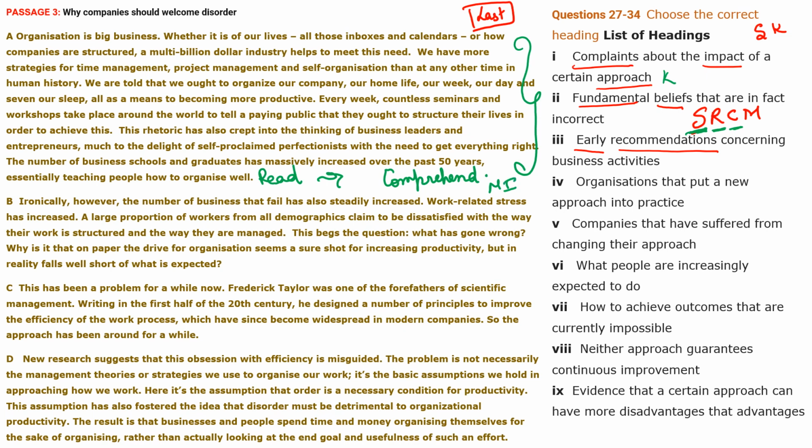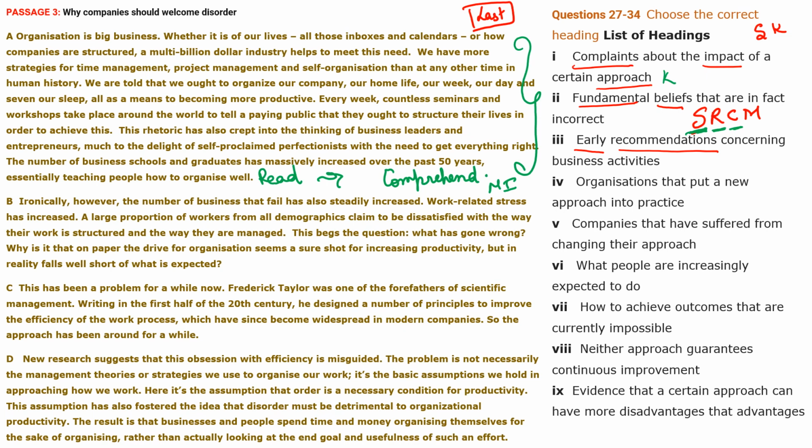Once you read the whole paragraph, reading the first line and the last line won't work in 2023. So if you have been doing this, see to it that you are not doing it, because it will not give you bands all the time. If you want all the bands and full marks for your match heading, don't go for the first line and last line. Read the whole paragraph and understand.